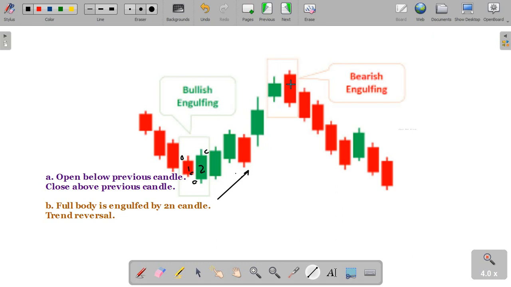And now you can see the same thing here. The first body is a small body. The second is a big red body. Let me just write it down. This second one is a big red body, and this complete first candle is engulfed by the red candle, and then you can see there is a downtrend. So this is engulfing. This is the bullish engulfing, because the market will go up with the green candle, and with the red candle the market will fall down.